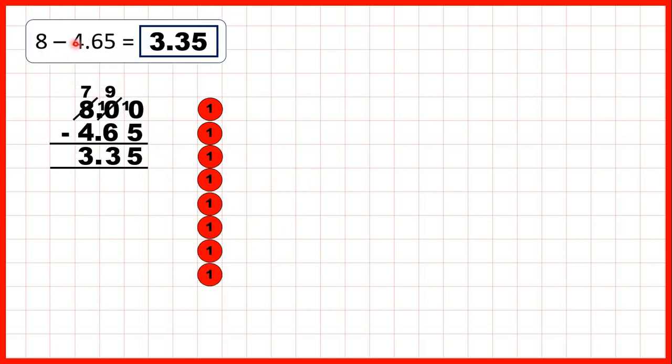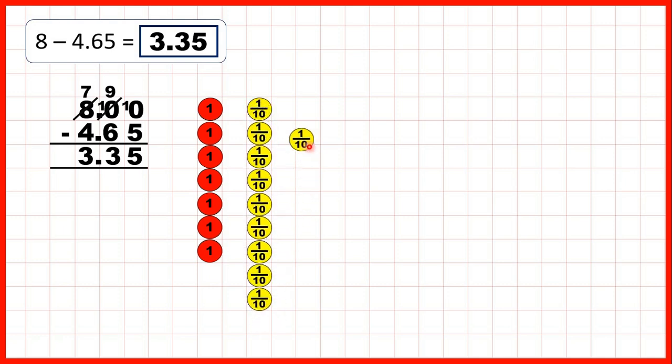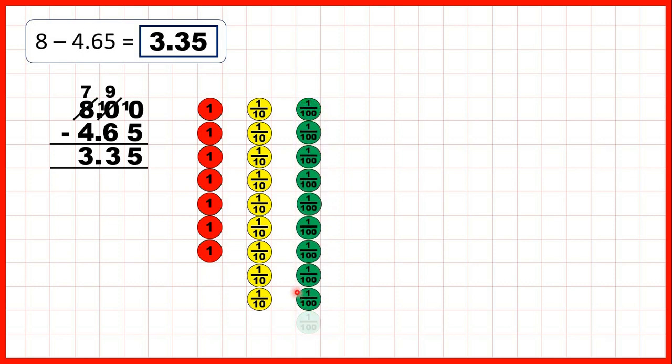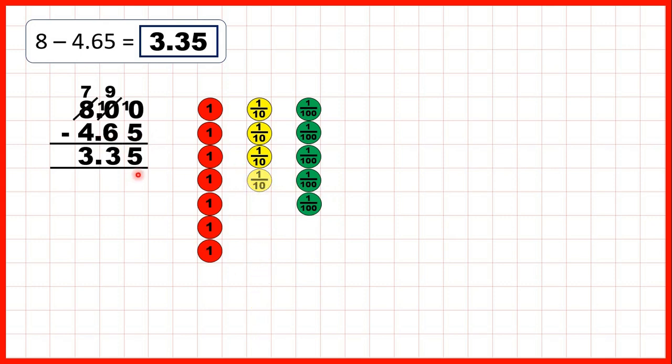Then we had 8 minus 4.65. First, we needed to subtract 5 hundredths, but to do that, we had to exchange one of our ones for 10 tenths. Then we could take one of our tenths and exchange it for 10 hundredths. Then we could subtract 5 hundredths, then 6 tenths. Then we could subtract 4 ones. That gave us our answer 3.35, so 3 ones, 3 tenths, and 5 hundredths.